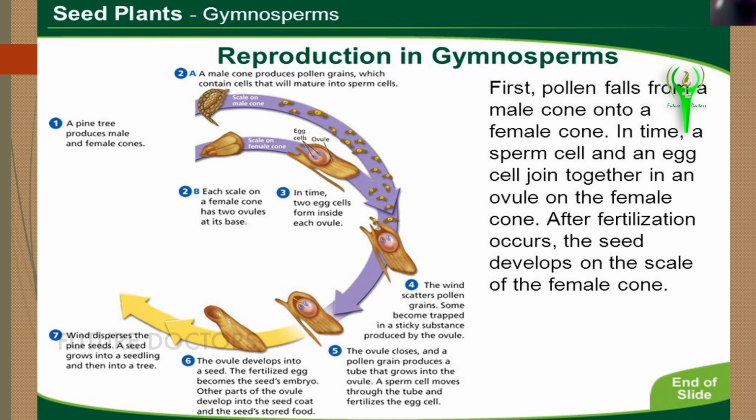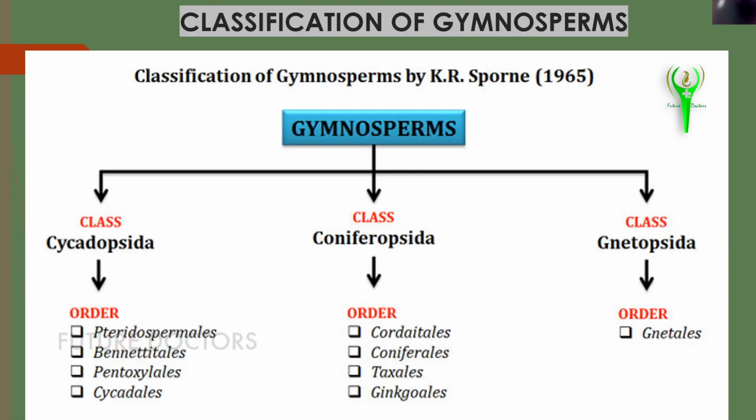First, pollen falls from the male cone into the female cone. In time, a sperm cell and an egg cell join together in an ovule on the female cone. After fertilization occurs, the seed develops on the scale of the female cone. Classification of gymnosperms. Gymnosperms further include 3 main classes. One is Cycadopsida, that is cycads, Coniferopsida, conifers, and Gnetopsida, that is Gnetum.